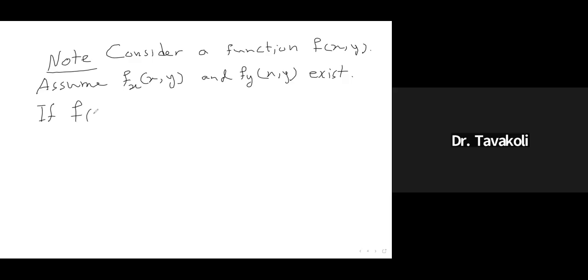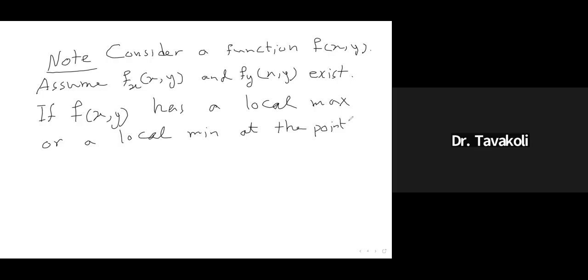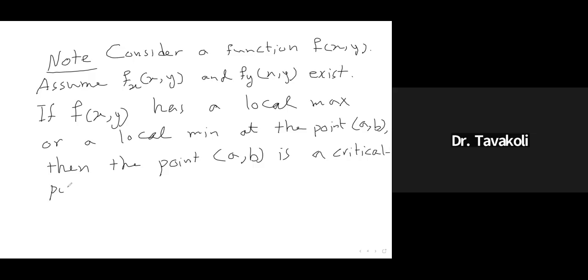If f of x and y has a local maximum or a local minimum at points A, B, then the point AB is a critical point of the function f of x and y.